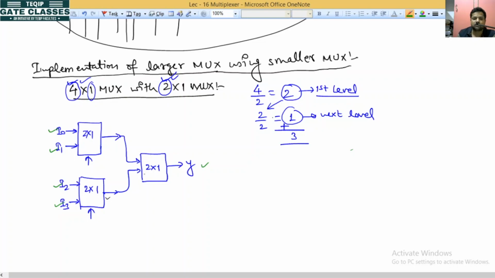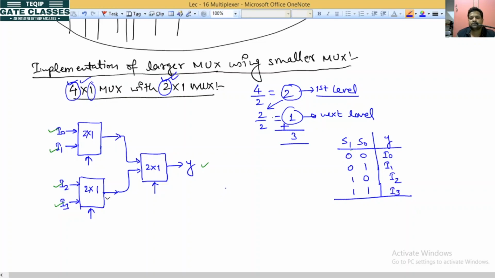Okay? But we have to place the selection lines here. So how will we place the selection lines? Just go to the truth table of the 4x1 mux. It will be S1 S0, and here we have Y. For two input variables, how many combinations? 0 0, 0 1, 1 0, 1 1. When S1 S0 is 0 0, then I0 will be transferred to the output. If it is 1, then I1, for 2 it is I2, and for 1 1 it is I3. Okay? 1 1 means 3.